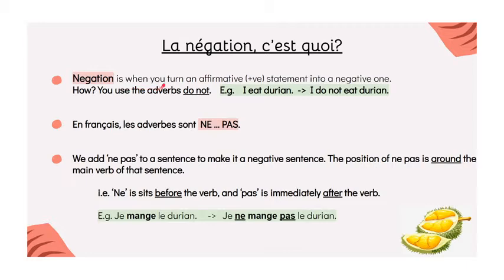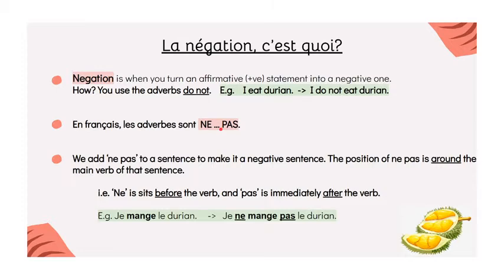Apa maksudnya? Kita menggunakan adverbs, do not, ataupun don't. Do not or don't is the same thing. For example, I eat durian. Je mange le durian. Je mange un durian. So kita tukar kepada I do not eat durian. Je ne mange pas le durian. So kalau dalam French, en français, les adverbes sont ne, kita letak verb kat situ, pas. Ne pas.